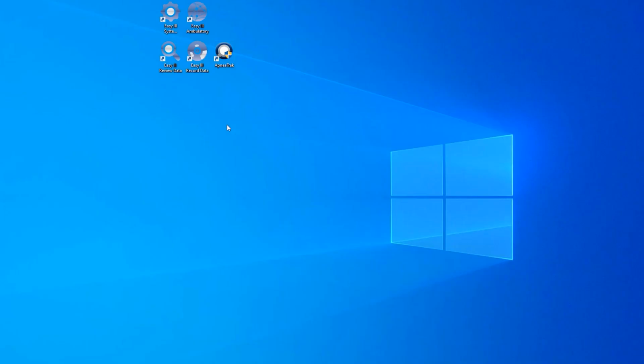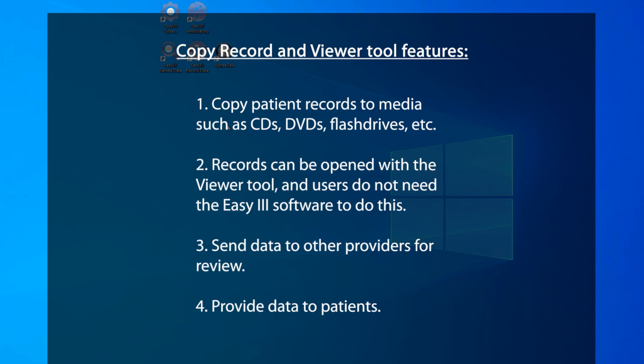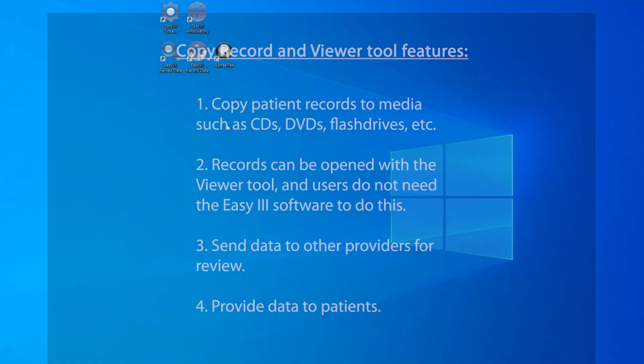In this video we will cover the Copy Record and Viewer feature of EZ3. The tool allows you to copy records to a media like CD, DVD, or flash drive, and open the record with a simple free viewer without the use of the EZ3 application. This can be a great tool for sending a copy of the record to another provider for review, or even if a patient would like to get a copy of the raw data from their test.